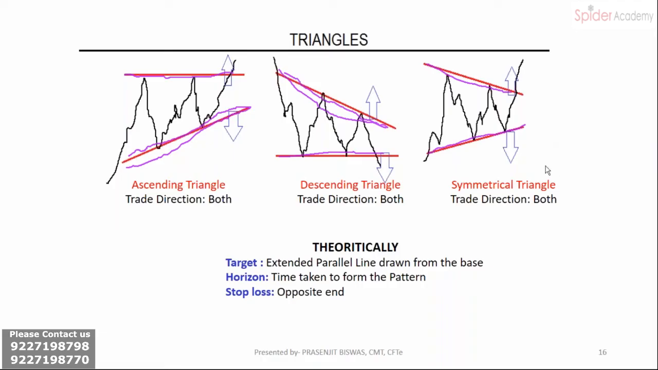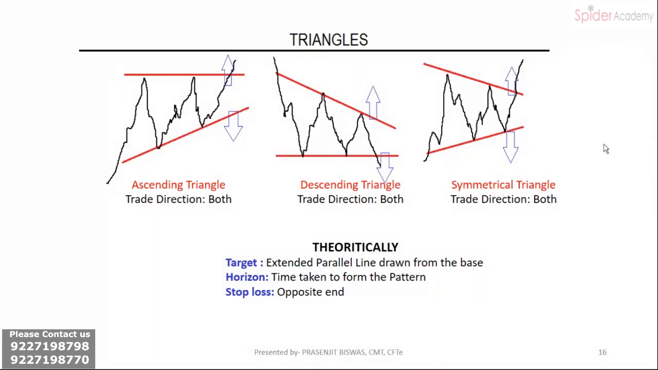So in this case, similarly, you can take the trades in either direction. Either you can go short below this support line or you can go long above this resistance line, and your targets will be very similar. If the breakout is coming on the upside, you will draw a target line parallel to the resistance line from here. If your breakdown is coming, then you draw an extended target line parallel to this upper resistance line from this particular point. Okay?